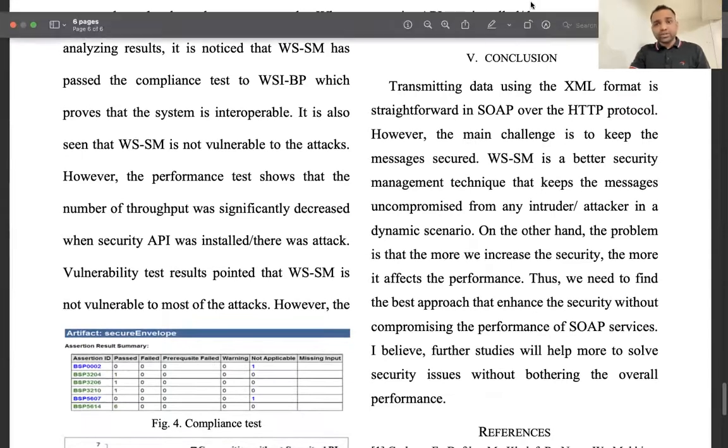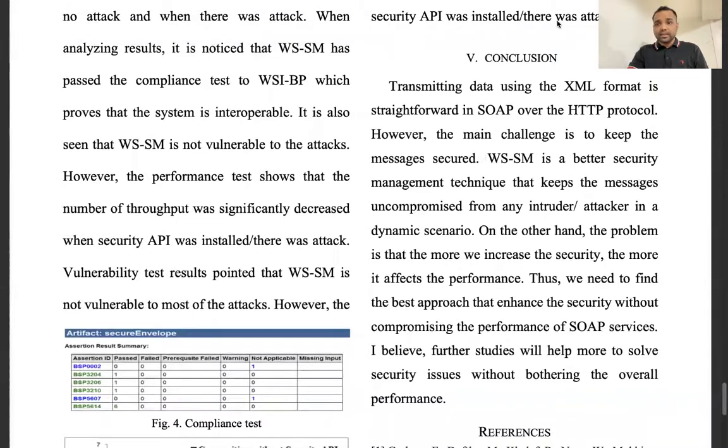So I think more studies will be conducted in the near future to deal with the security issues of SOAP messages, and it will be more advanced in the near future, and the security will be improved as well without decreasing the performance.